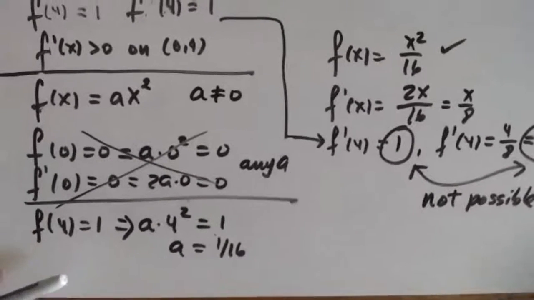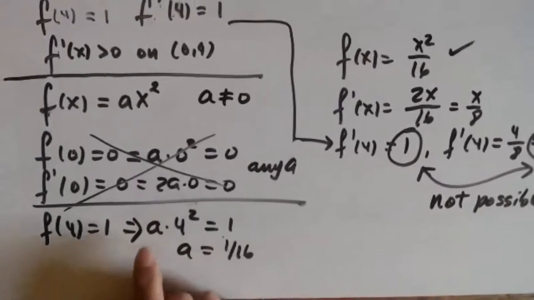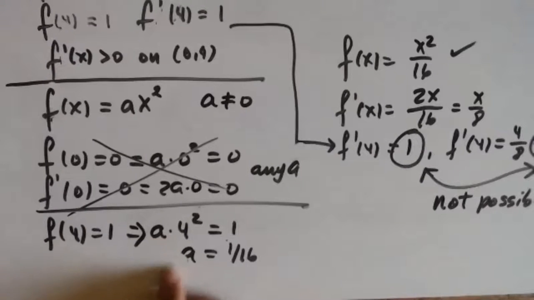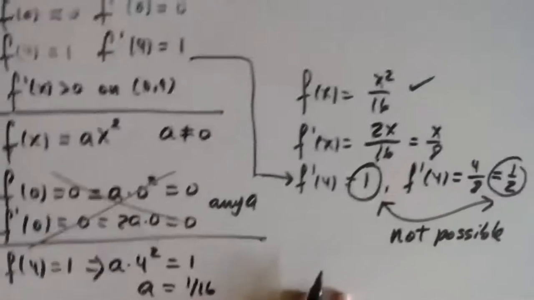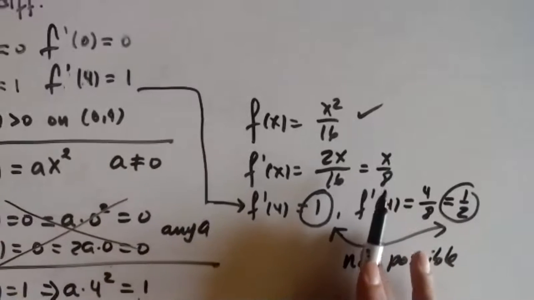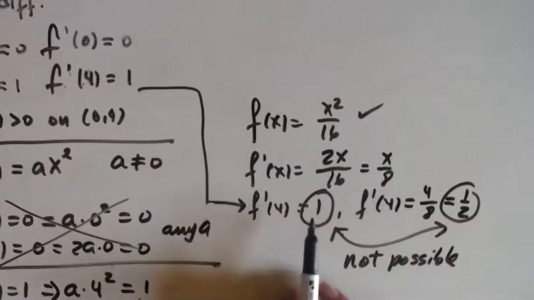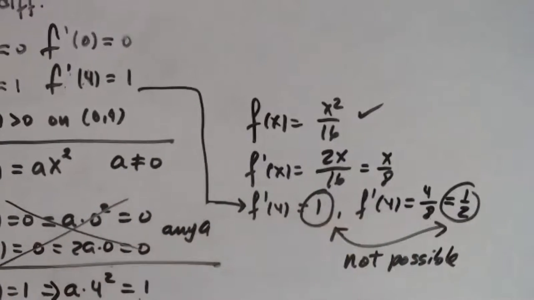Questions at this point? Everybody understood how I got the a? I just set a condition, and with this condition I set the value of a, forcing f of 4 equals 1. Then with that value, I determine the derivative, and I see that this is impossible.